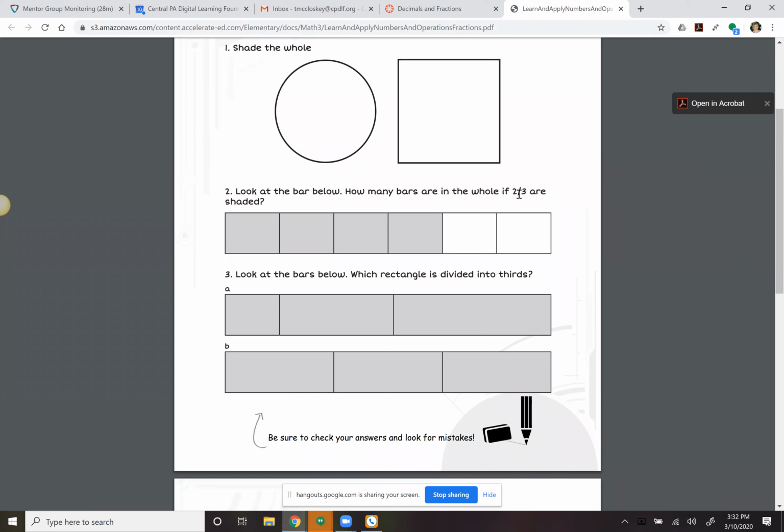All right. Looking at number 2, this bar here. 2/3 of the bar is shaded. How many bars are in the whole? So 2/3 are gray, and then 2 are white. How many bars are there total? There are 6. 6, good.